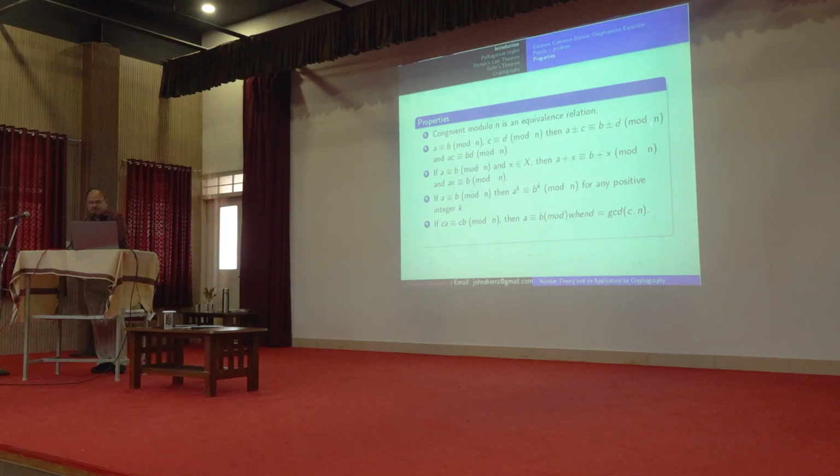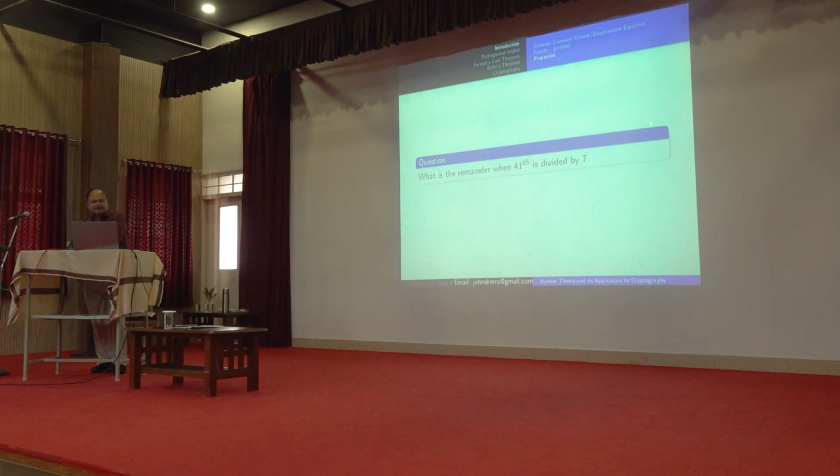And this is a very wonderful one. You cannot cancel a common factor immediately. Alright. You cannot cancel a common factor immediately. You need to have a rule there as it's seen here. Alright. Okay. Now, can you work out this one? Start. That's why I requested you to bring pen and paper. So work out this one. What is the remainder when 41 power 65 is divided by 7?